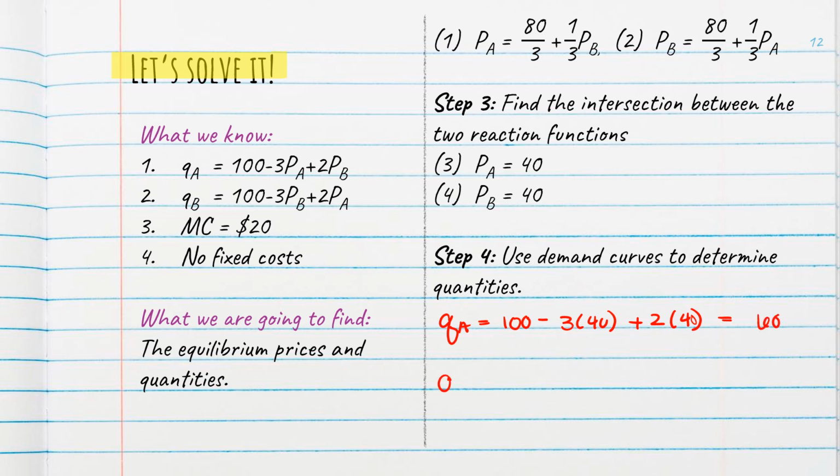We can do the same thing for Bristleblast. 100 minus 3 times 40 plus 2 times 40. We've done the math once, so now we don't need to do it a second time. We know the solution to this is also 60.